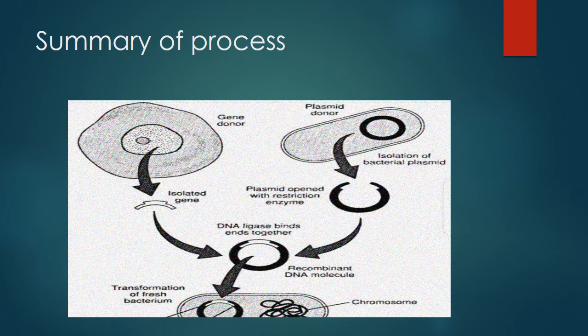Now, for a summary of the whole process, we have our gene donor or the organism's genome. This is the organism's genome, and then we isolate a gene of interest. So this is our isolated gene of interest. From the structure, we can see that it has a sticky end, and then we come to our plasmid donor, which is a bacterial cell. We take the plasmid out, and then we apply the restriction enzyme as well to the plasmid vector. Now, what happens is that we ligate these two together, and then we get our recombinant DNA molecule.